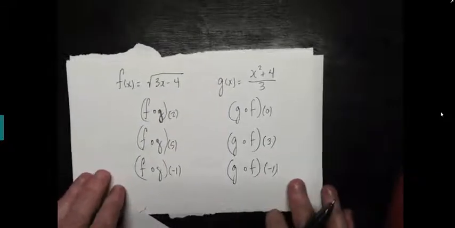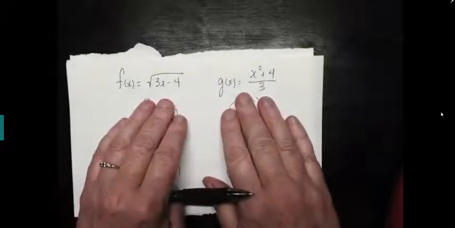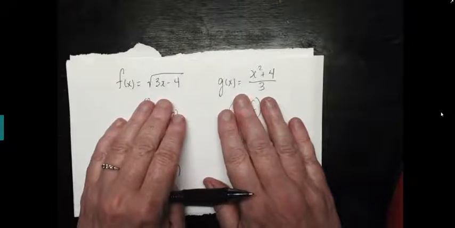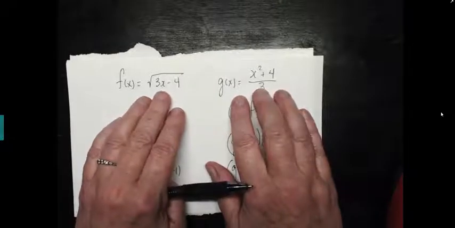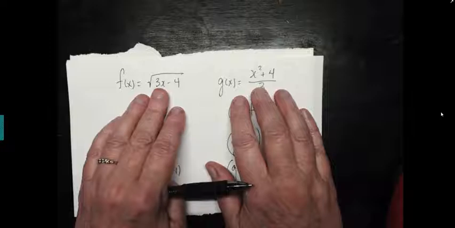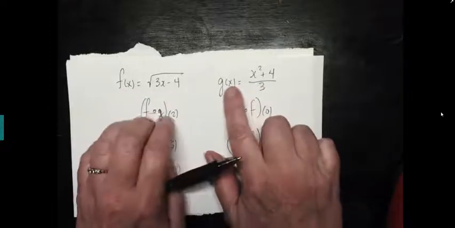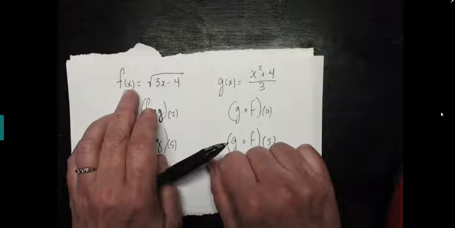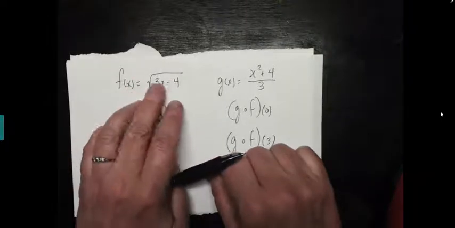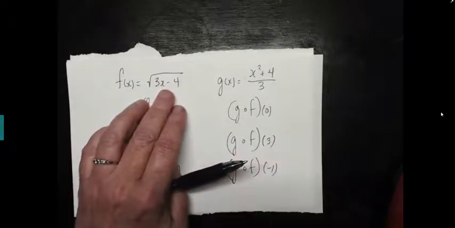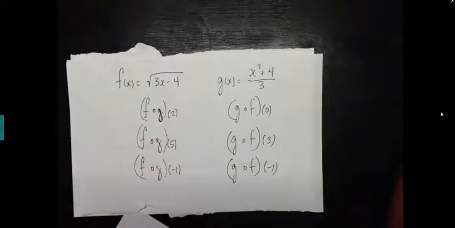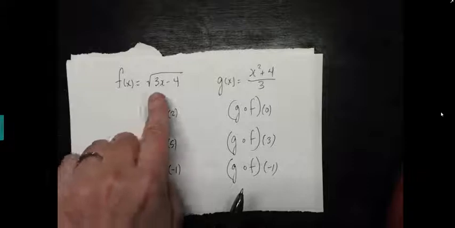Now you can't do that with this. You cannot check everything that's in the domain because these are infinite domains. The domain for this one is the set of real numbers. The domain for this one is, well, 3x minus 4 is going to have to be 0 or positive. So your x values are going to have to be greater than or equal to 4/3 for this one.